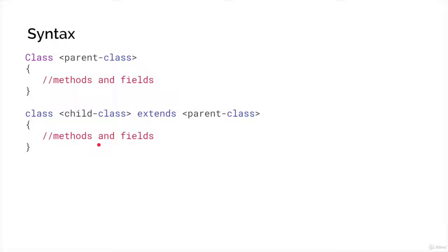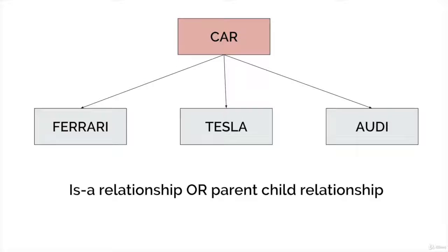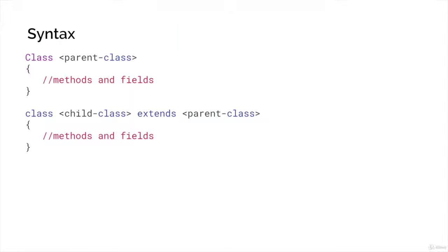One point to be noted here: is-a relationship, parent-child relationship and inheritance, these three are the same, just different terminologies. If you have to implement an is-a relationship in Java, you can do it using the extends keyword. Extends is the keyword that helps you implement this particular relationship that we are seeing on the screen. This is the syntax. We will soon hop on to our IDE and write a sample program that will help us understand even better.